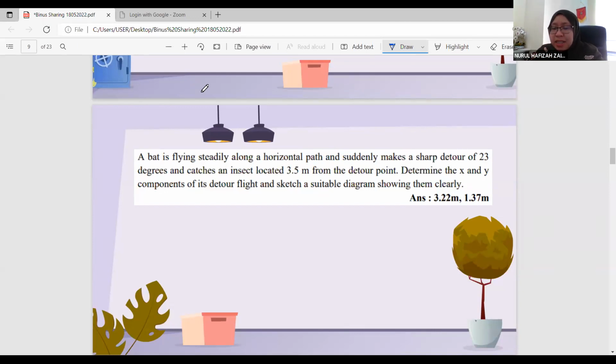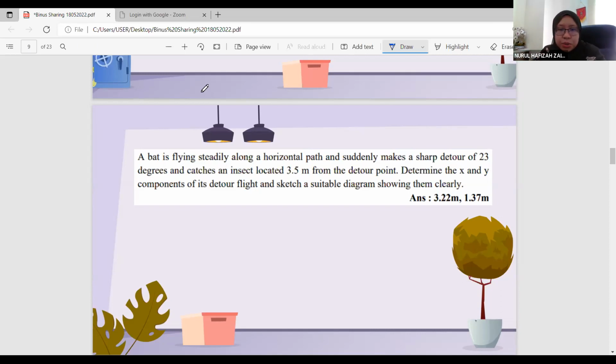So actually this question is a vector, but when it is applied to some situation in real life, a bat, an insect, people will maybe not see this as a vector, but a mathematician should see this is actually an application of a vector. Determine the x and y component. So obviously, this is a vector question. We have the x and y component because a vector must have the x and also the y component. Okay, let's do this together.